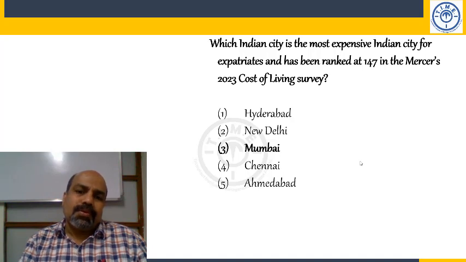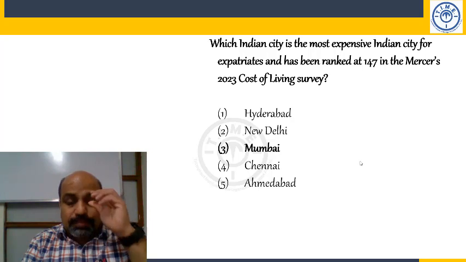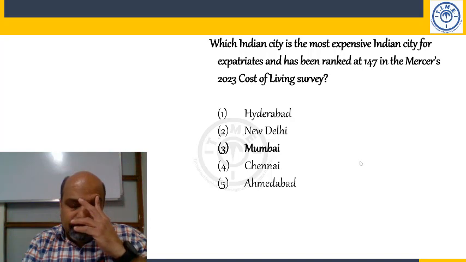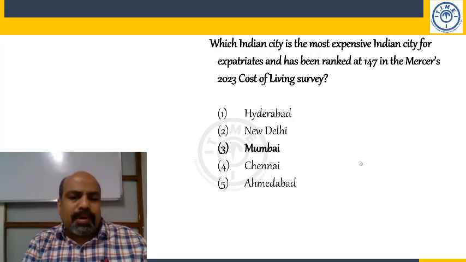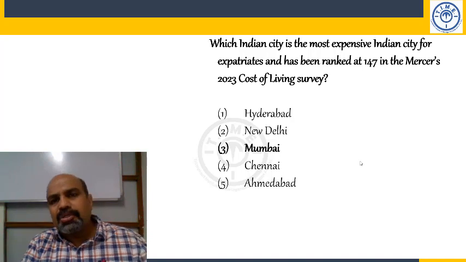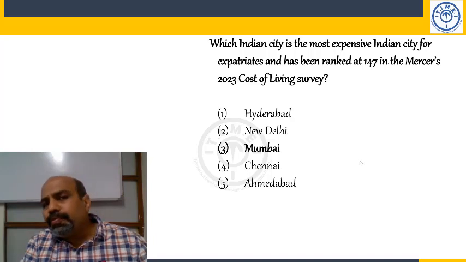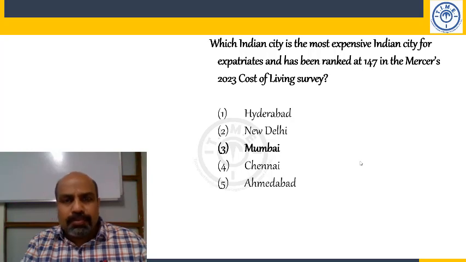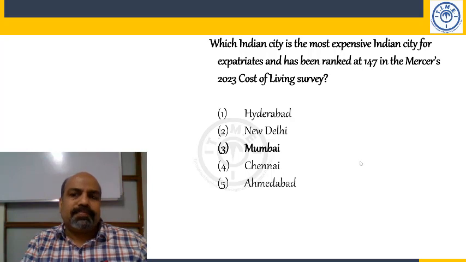Switzerland, Austria, all of these are pretty close to each other. Next, the least expensive for expatriates, just one city: Islamabad, global rank 227. So 227 cities were ranked. India's least expensive for foreigners is Pune, 213. Globally, it's Islamabad in Pakistan, 227.